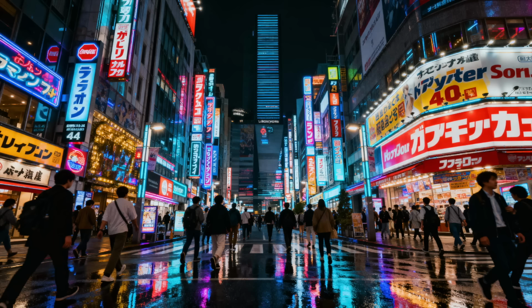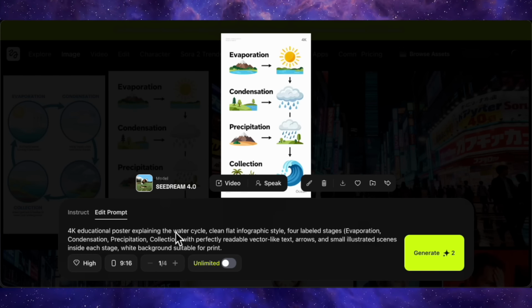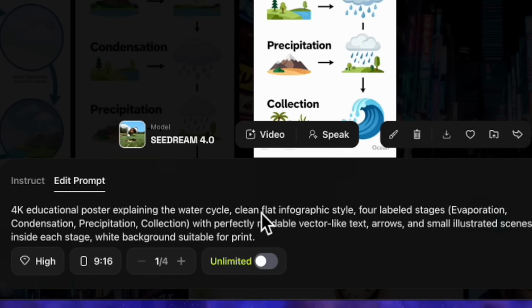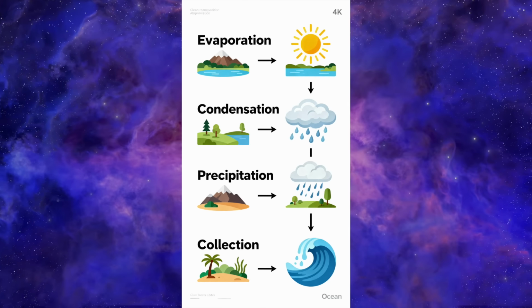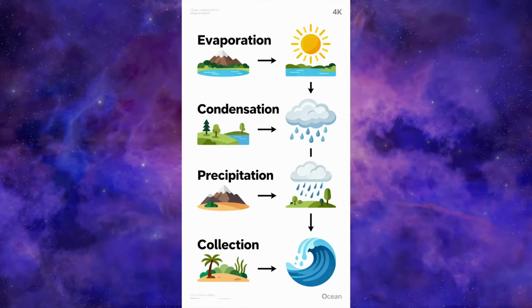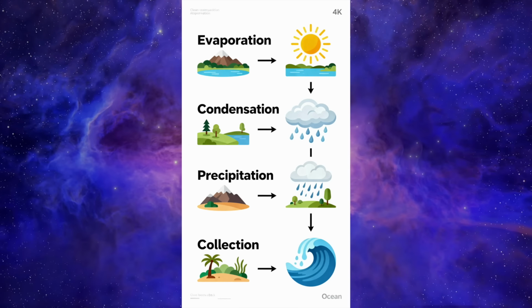Next, because Nano Banana Pro is marketed as great for educational content and infographics, I tried a water cycle poster. Evaporation, condensation, precipitation, and collection, all labeled and illustrated on a clean educational layout. SeaDream produced a solid 4K diagram with the main steps visible and a clear sense of the process, but the layout feels a bit generic and not super visually exciting.